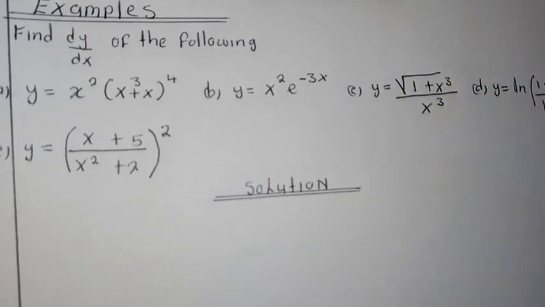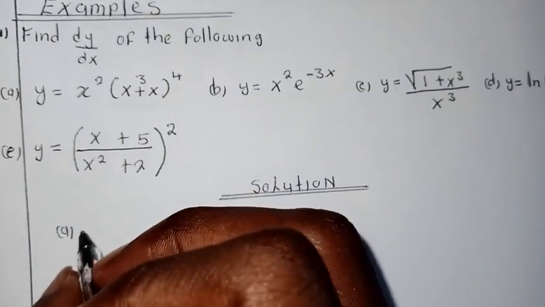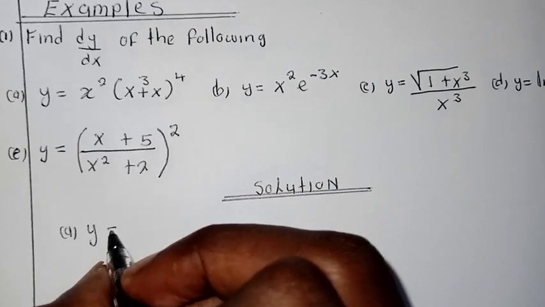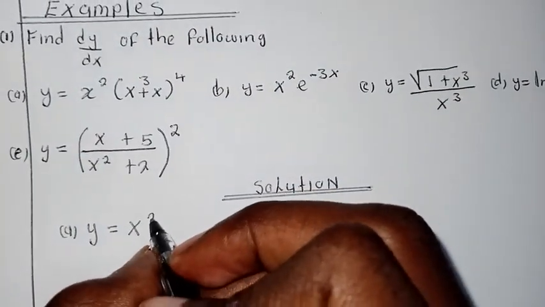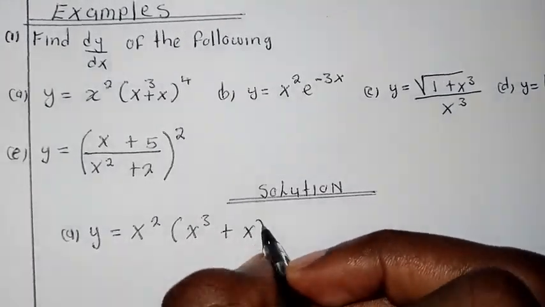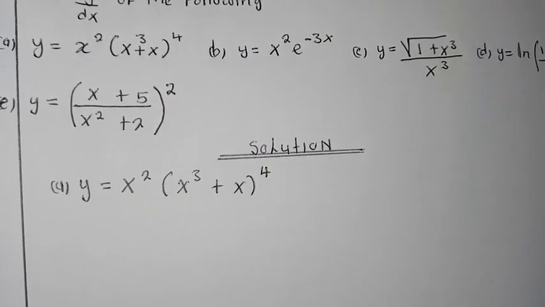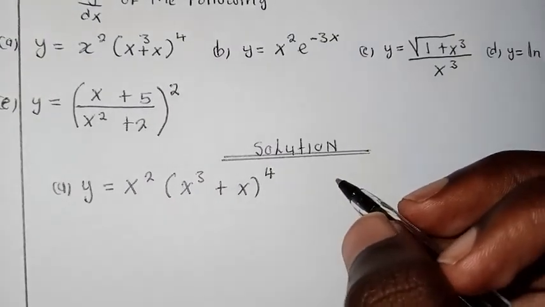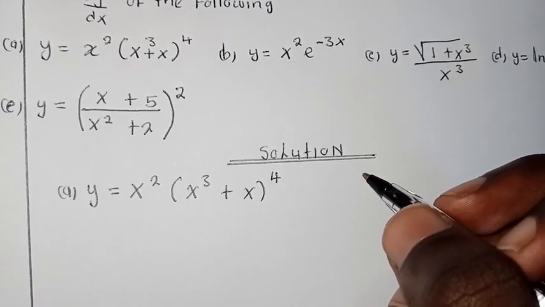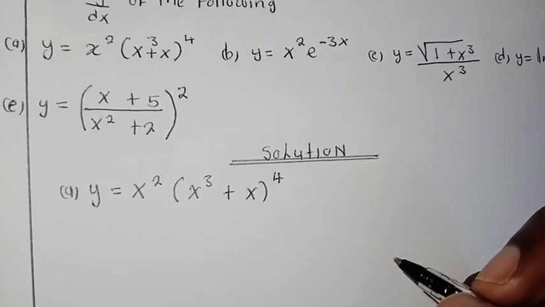We have been given y, that is for a. I'm going to be very fast, but of course you'll be understanding my concepts. We have y equal to x to the power 2, then x to the power 3 plus x, everything to the power 4. The secret to the chain rule is simply understanding the person that is standing outside the car and the person who is seated inside the car.